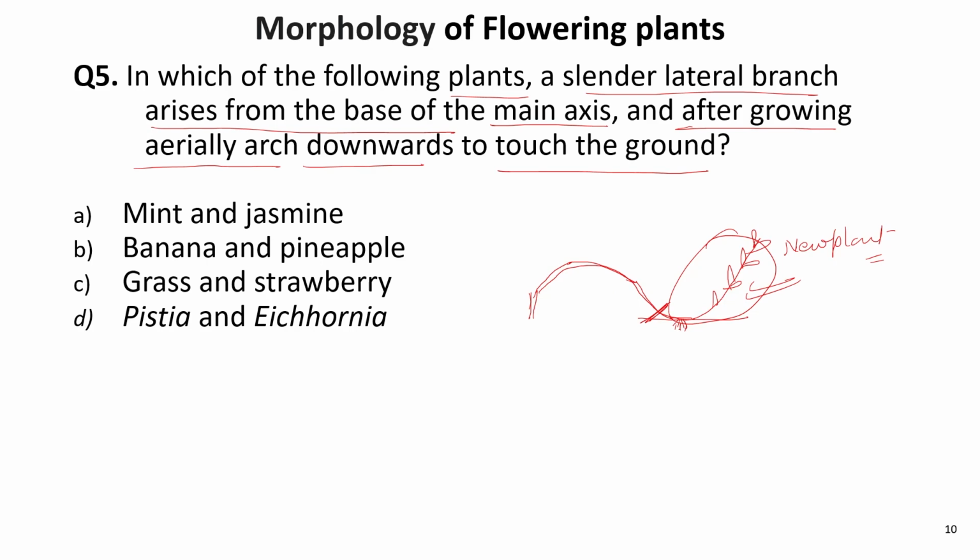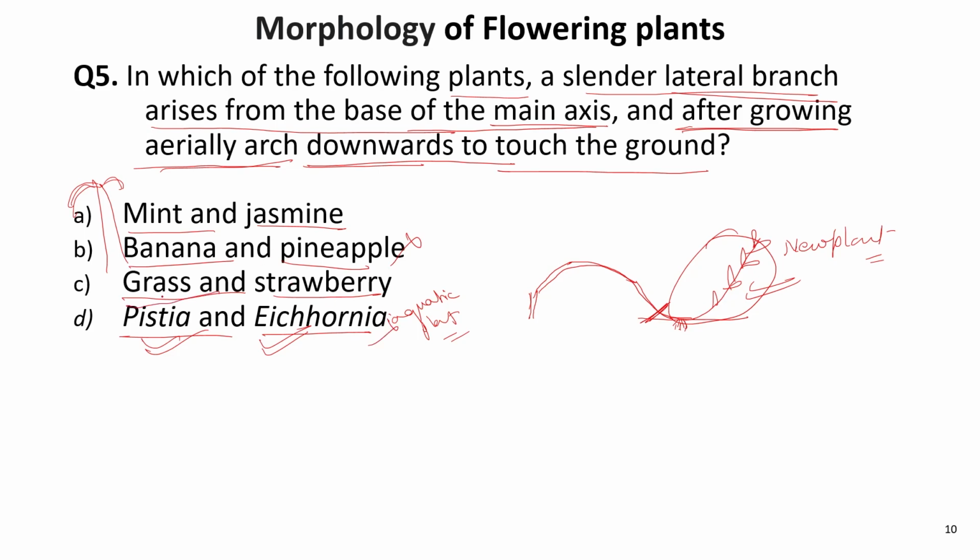Here the question asked is, in which of the following plants does a slender lateral branch arise from the base of the main axis and, after growing aerially, arch and touch the ground? Mint and jasmine, banana and pineapple, grass and strawberry, pistia and eichhornia. If I consider this last option, pistia and eichhornia, they are aquatic plants. Banana is a herb-like plant, so its branches never touch the ground. So this option is incorrect.